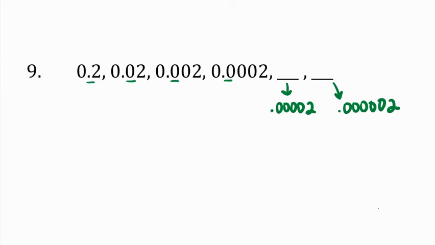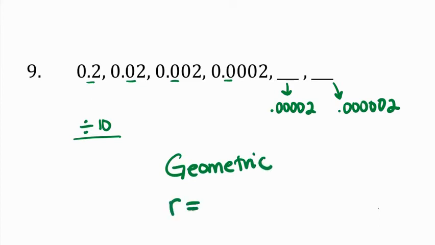So if we're adding a 0 every time, moving the decimal one place to the left, that would be like dividing by 10 every time. Remember, if we divide or multiply, that's our geometric sequence. But when we write our common ratio, we want to do what are we multiplying by. So if we're dividing by 10 every time, that's like multiplying by 1/10. So that would be a geometric sequence.